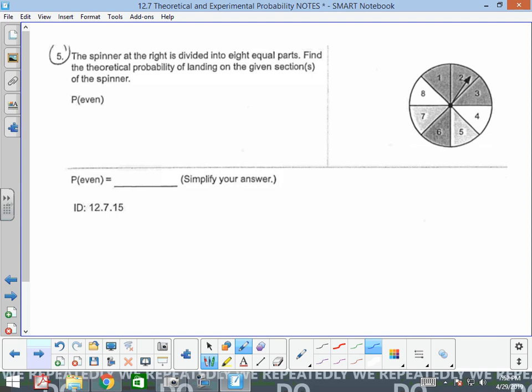Again, the spinner at the right is divided into 8 equal parts. Find the theoretical probability of landing on the given section of the spinner: an even number. How many even numbers are on here? 2, 4, 6, 8. Those are 4 even numbers out of 8 total parts. So that reduces to 1/2.